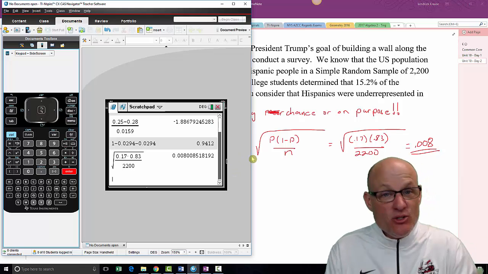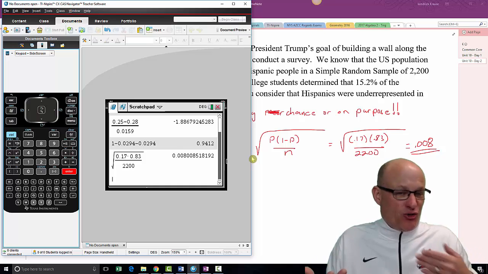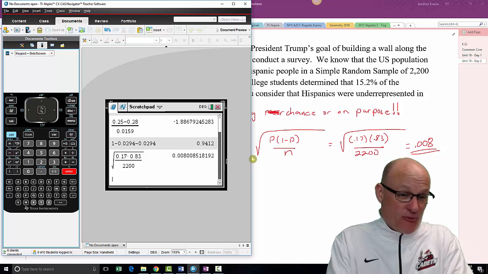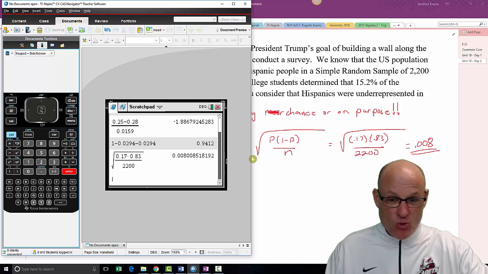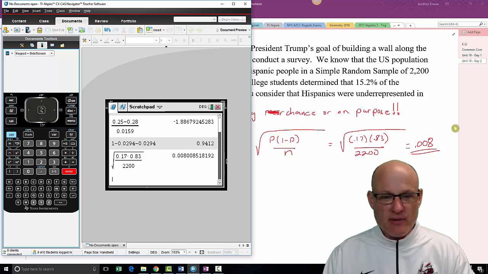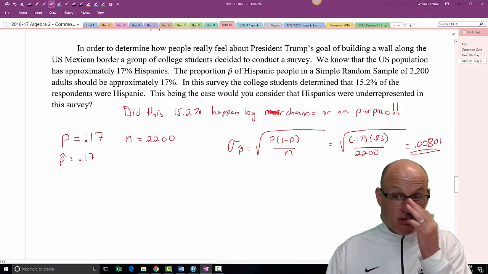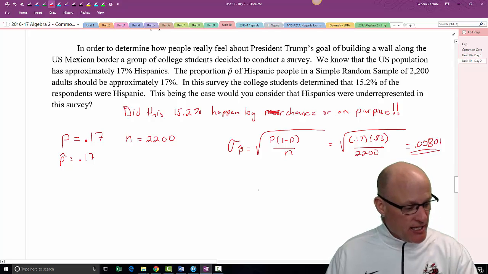Look how small that is. Well, you tell me why it's small. How did I know that was going to be small? Should I have known that was going to be small before I even grabbed my calculator? Oh yeah, I should have known that was going to be small before I even grabbed my calculator. And you know what? Let's make it a little bit more exact. So 0.00801.